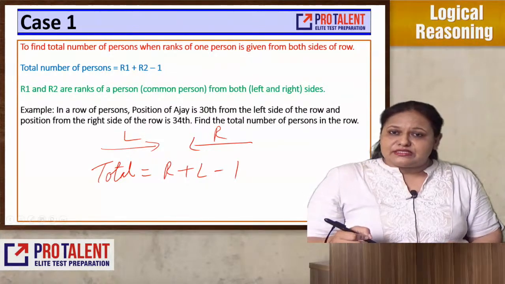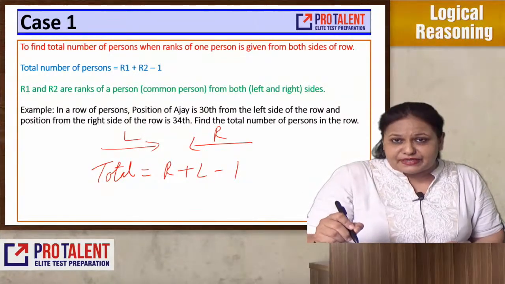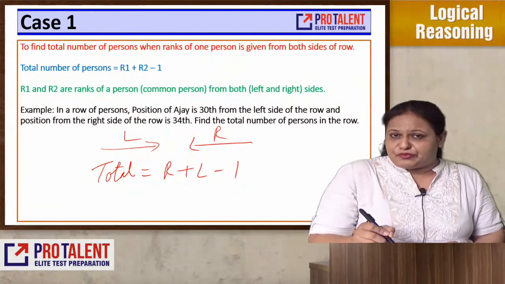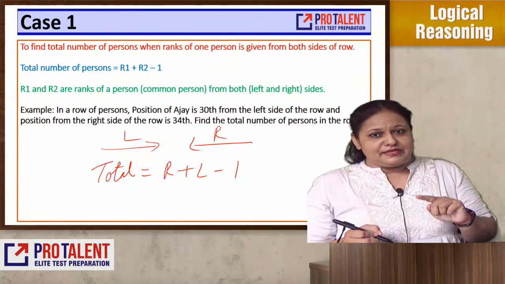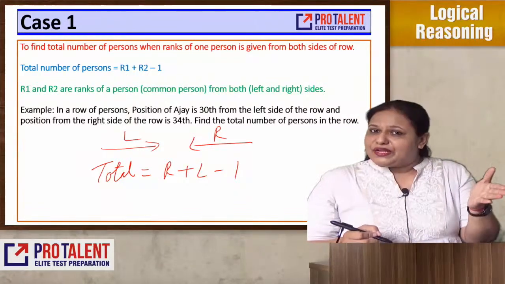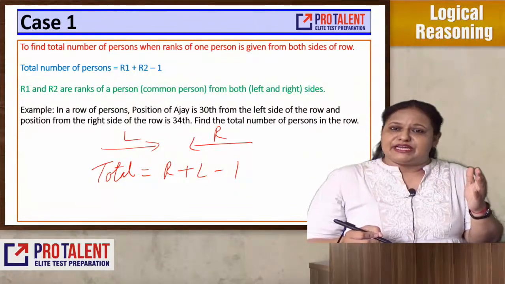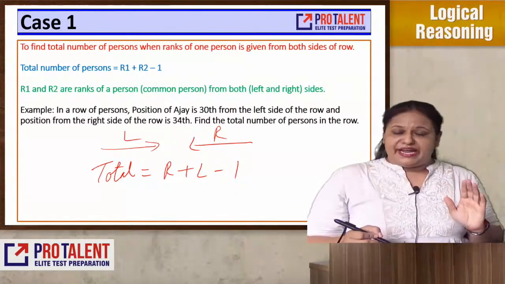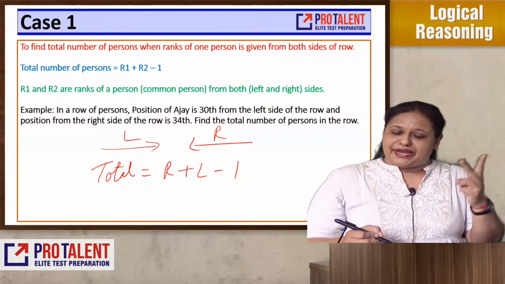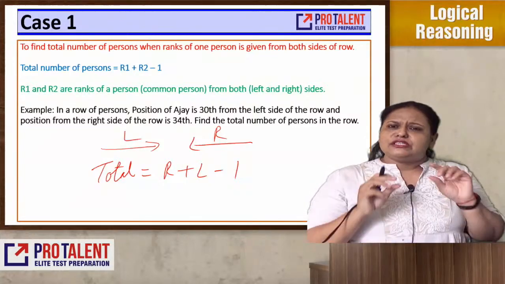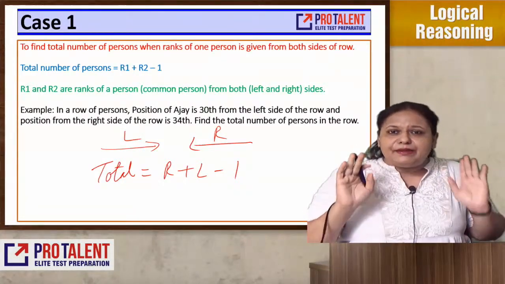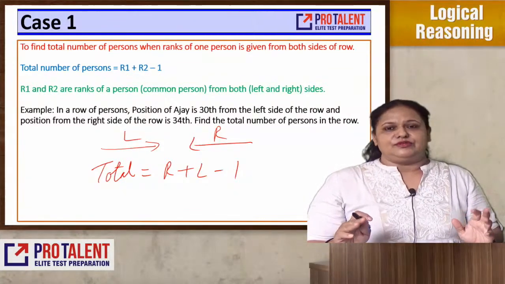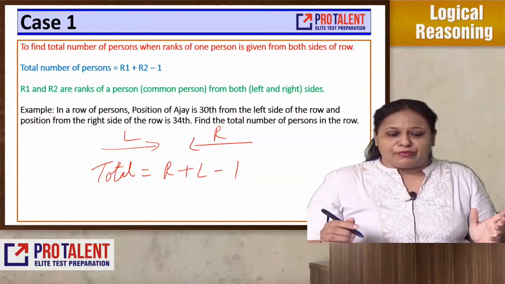Why are we doing this minus 1? Because of the same person. When we write the position from the right side and the left side, it is of the same person. From the right side we are counting that position, and from the left side we are counting the same position, so that person is being counted twice. So we are just subtracting 1. This is a very basic thing you have to consider, and based on this understanding we can handle most of the questions.